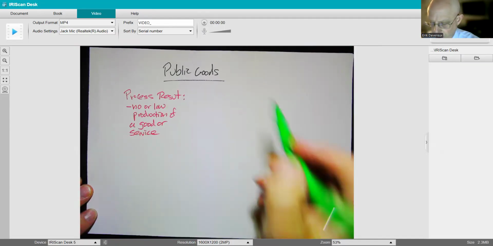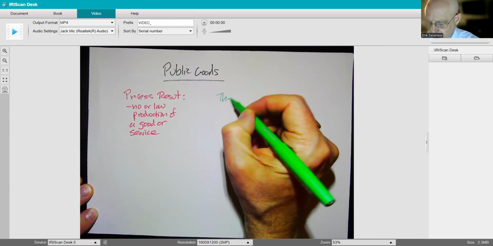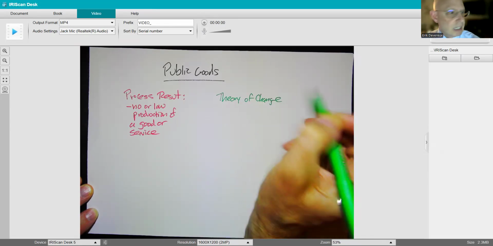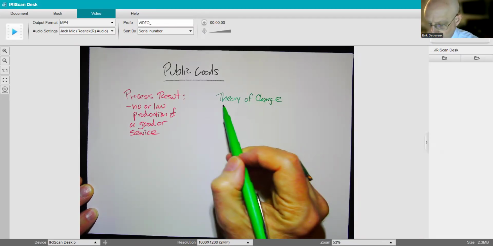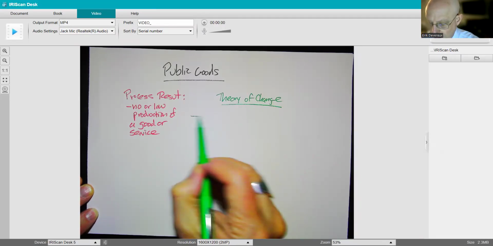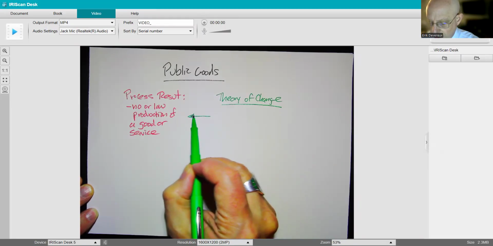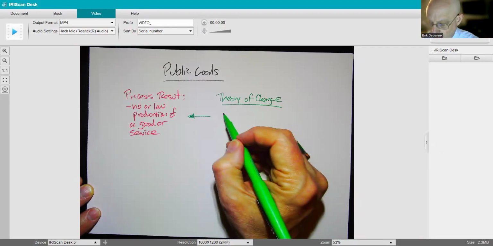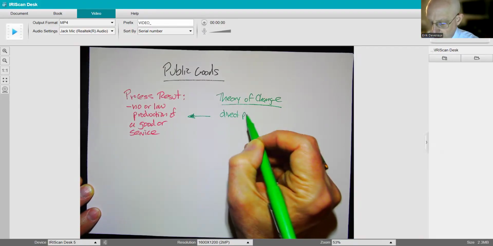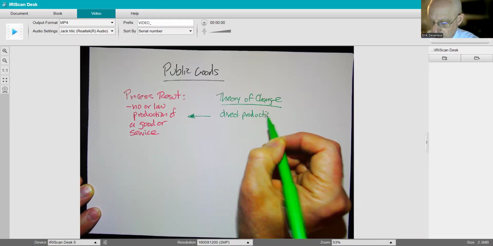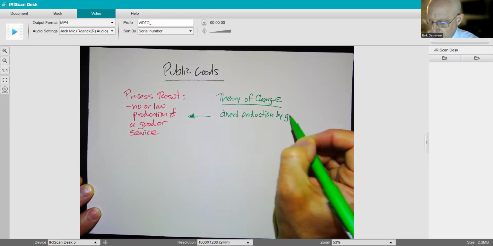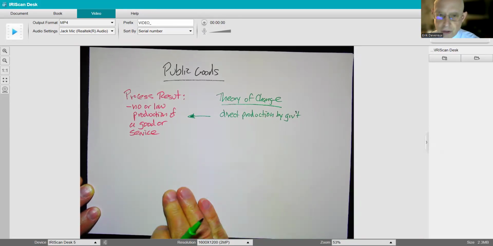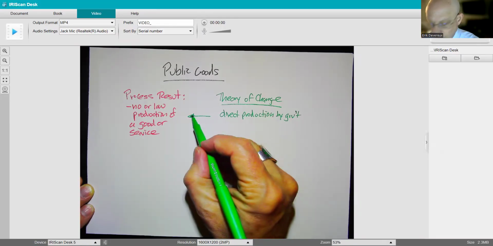So we now need a theory of change, okay? We need a theory of change or an intervention that will address this. And there are several possible theories of change that can address this problem. One is direct production by government, like when the government makes a park. The government can actually just get in the business of producing the public good. And it does it with tax dollars, and it makes it and it doesn't try to sell it. And we get public parks, for example.